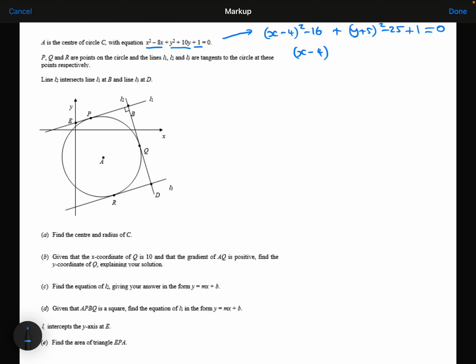Taking those constants to the right hand side, we get 40. So the centre of this circle is (4, -5), that's point A. And the radius of the circle is root 40 or 2 root 10. So that's part A done.